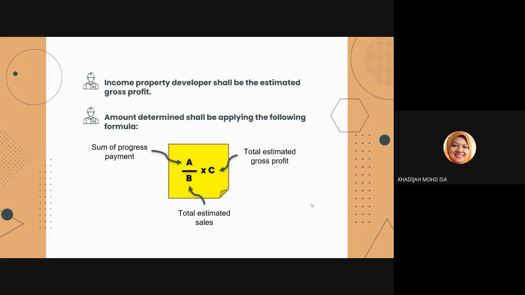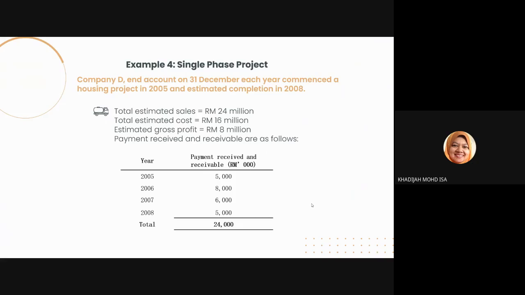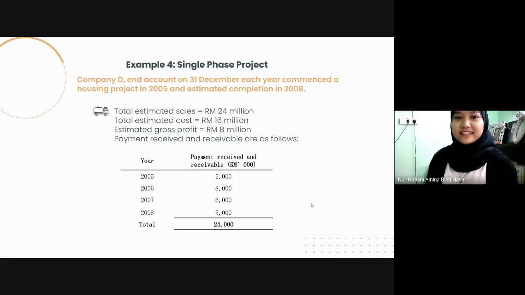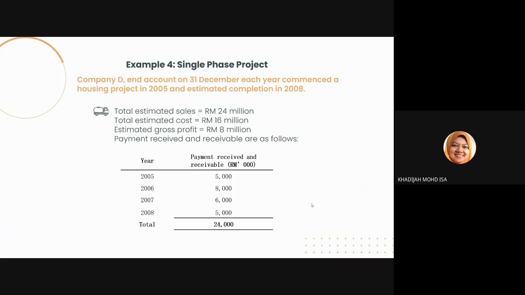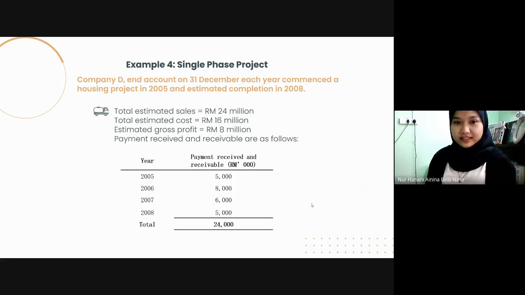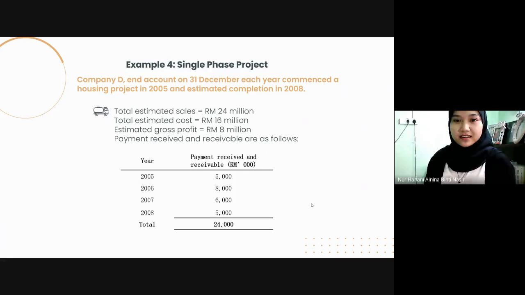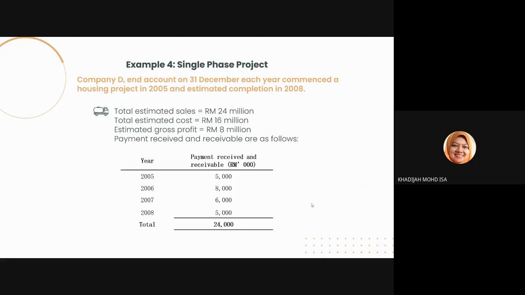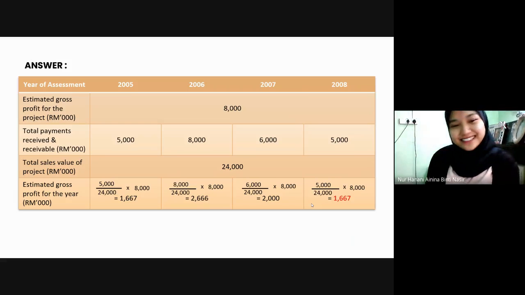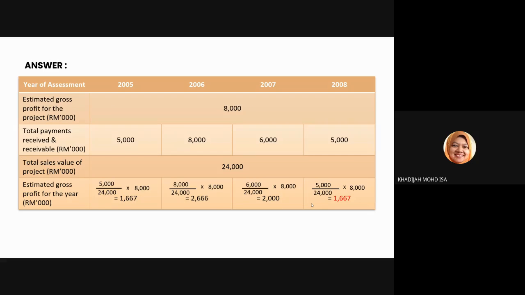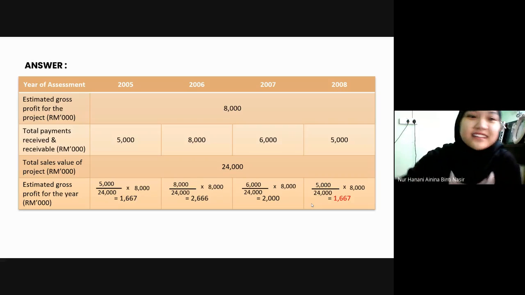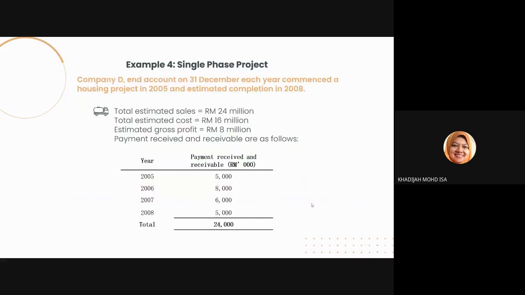Okay, next page. Now you have 24 million and then a gross profit of 8 million. Up to 2008, you have made a total payment of 24,000. But you want to look at each year of assessment: what are you counting for A, B, C to calculate the gross profit, gross income, the estimated gross profit for the year? That is given. A over B, what is C? A is the... no. What is that A, B, C?